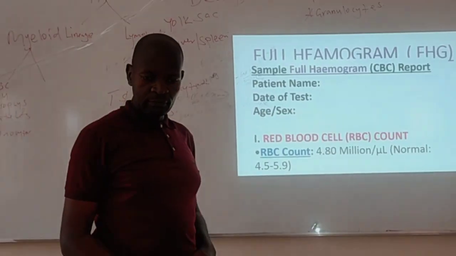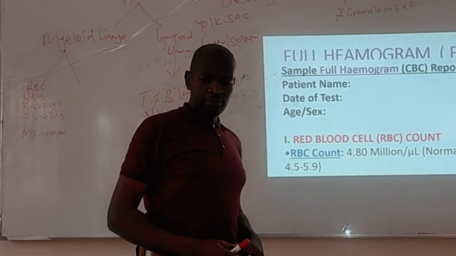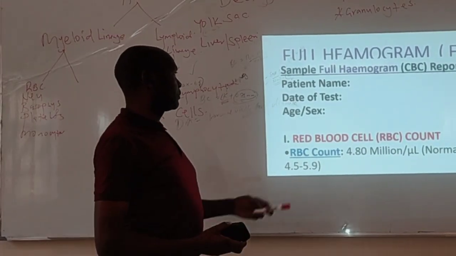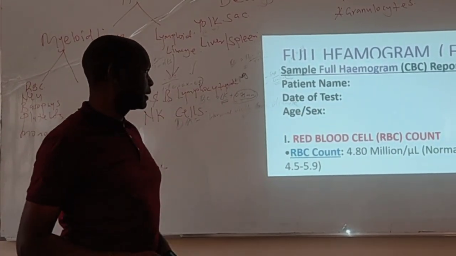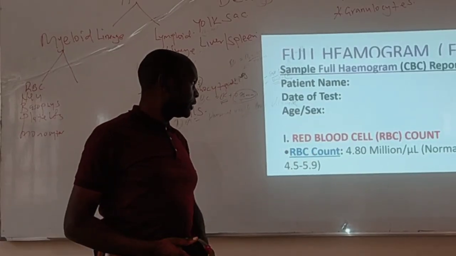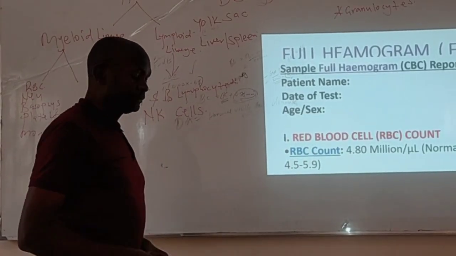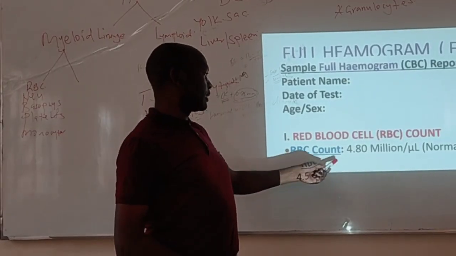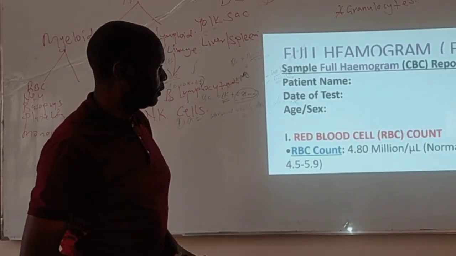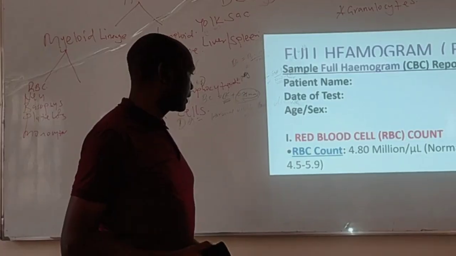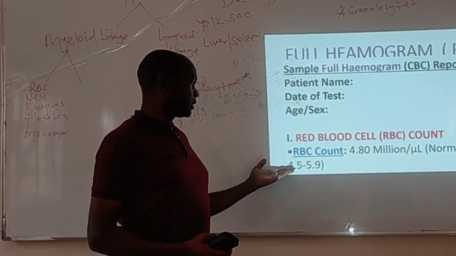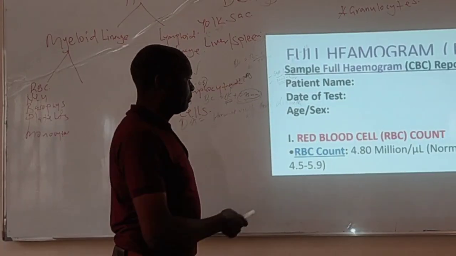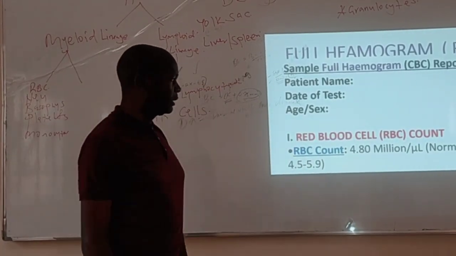So a full hemogram sample will include the name of the patient. It will have what we refer to as the date of the test, the age of the patient, and the gender. So the red blood cells, the normal count is 4.80 million per microliter. That is in normal patients. So the range is 4.5 to 5.9.